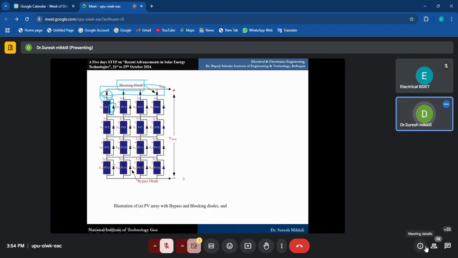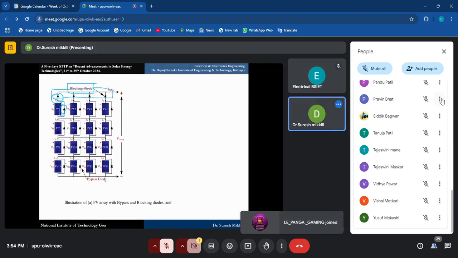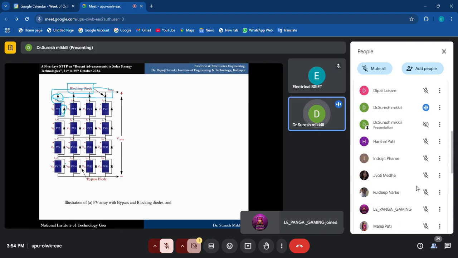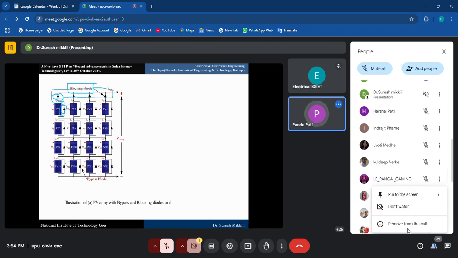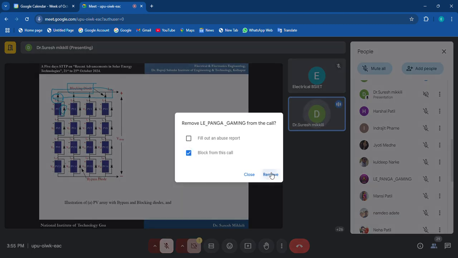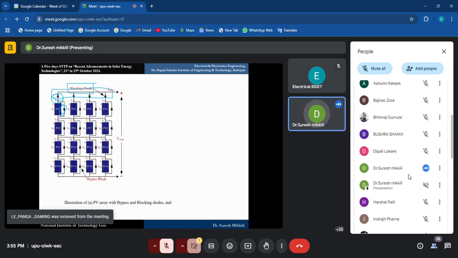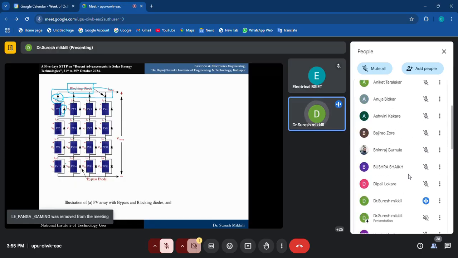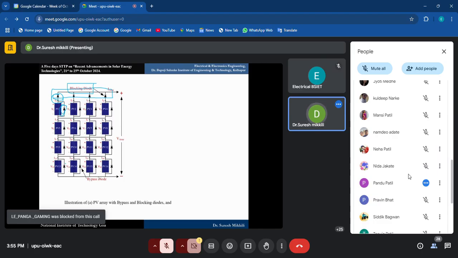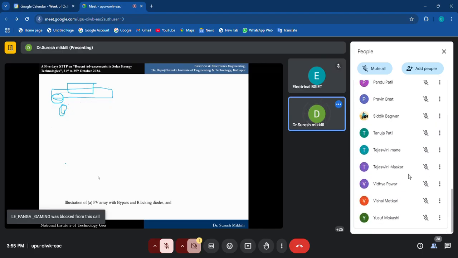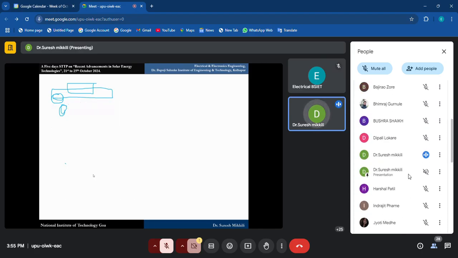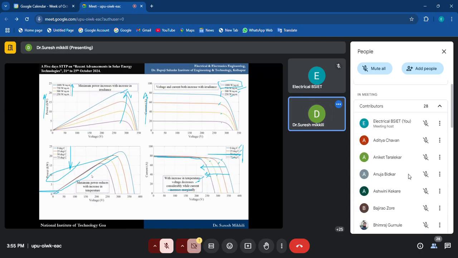So the number of bypass diodes will be equal to the number of total modules in your PV system. The number of blocking diodes will be equal to the number of parallel strings. How many are there? The number of bypass diodes will be the number of total modules in the PV system. How many are there? That many bypass diodes will be there. Now we will try to see the significance of both the diodes, and then I will come back to each and everything.